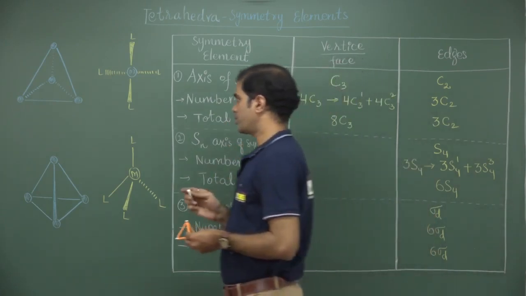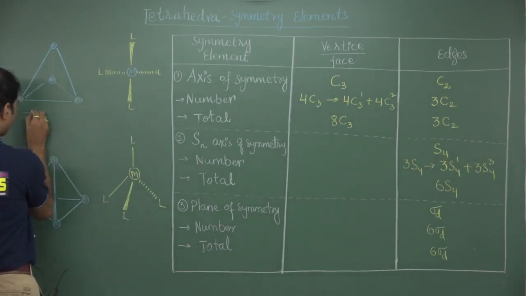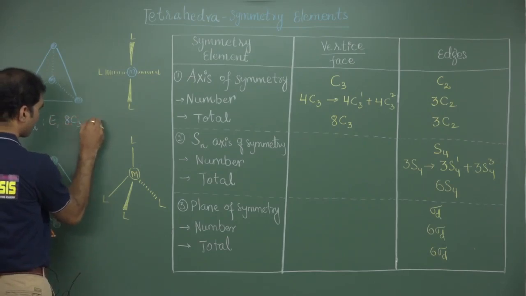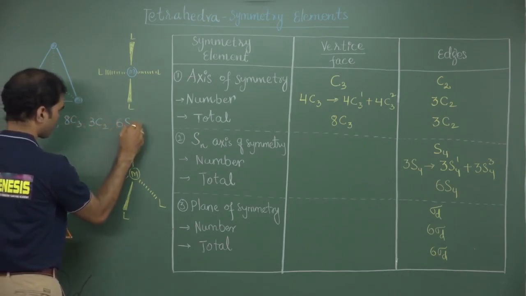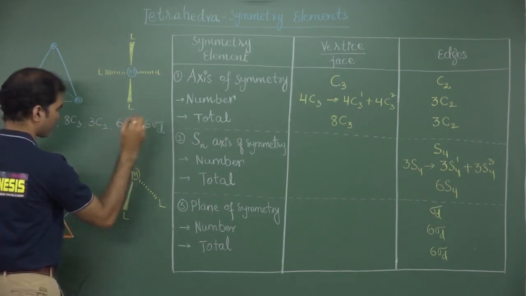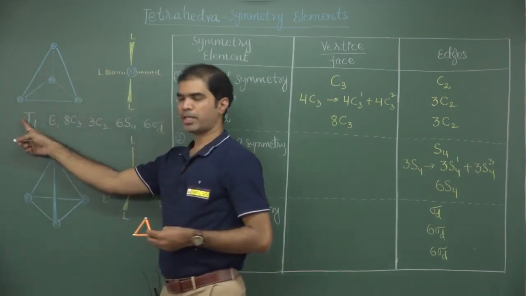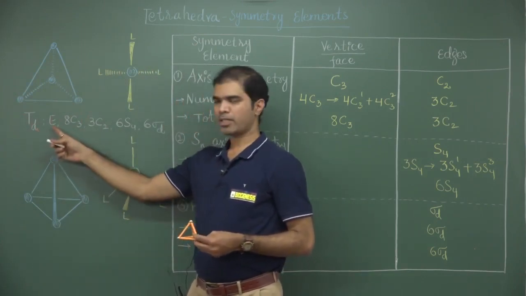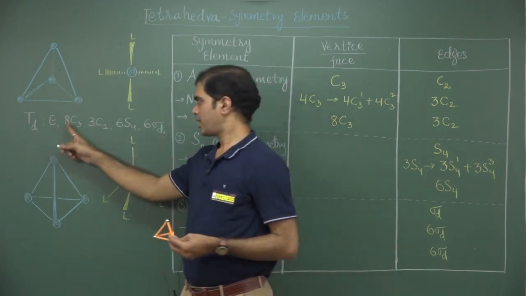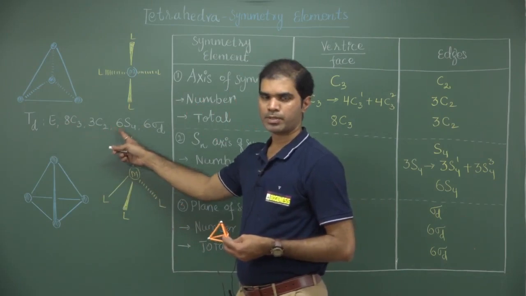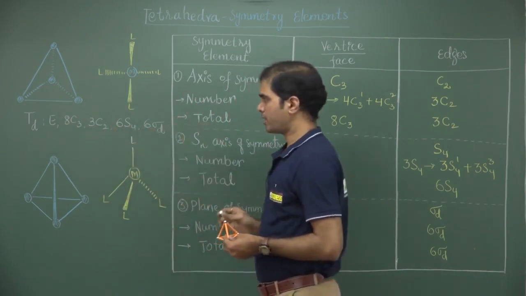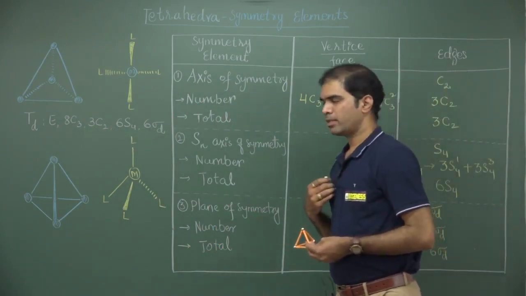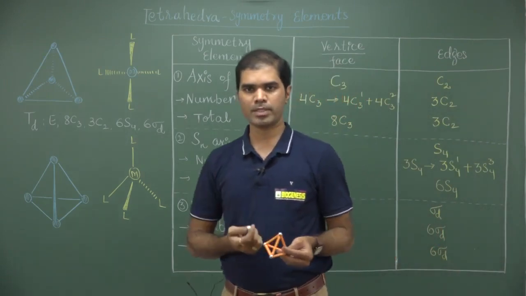For tetrahedral point group Td, altogether there are 24 symmetry elements. Uppercase T, lowercase d, and d must be a subscript. Out of the 24 symmetry elements, identity is always present. There are 8 C3s and 3 C2s, 6 S4s and 6 sigma d. Now let's understand these symmetry elements. Identity is always there, forget about it, because it's the identity of that particular molecule, it is always there.